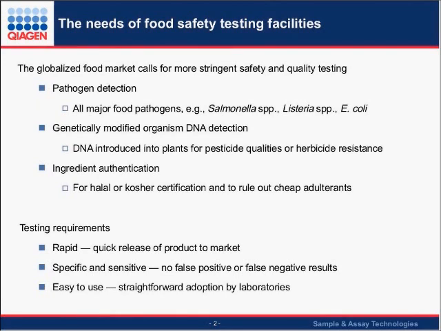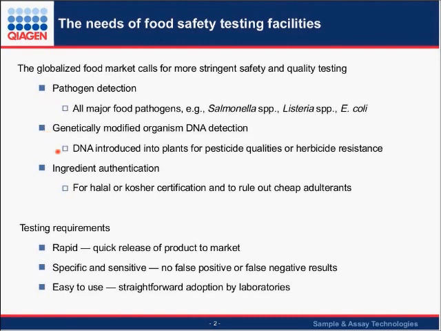So in food, we're looking generally at pathogen detection. In other words, is my food contaminated with pathogens such as Salmonella, Listeria, E. coli? We're also looking for the presence of genetically modified organism DNA, and that's particularly important in places with very, very strict regulations for GMOs, such as in Europe.